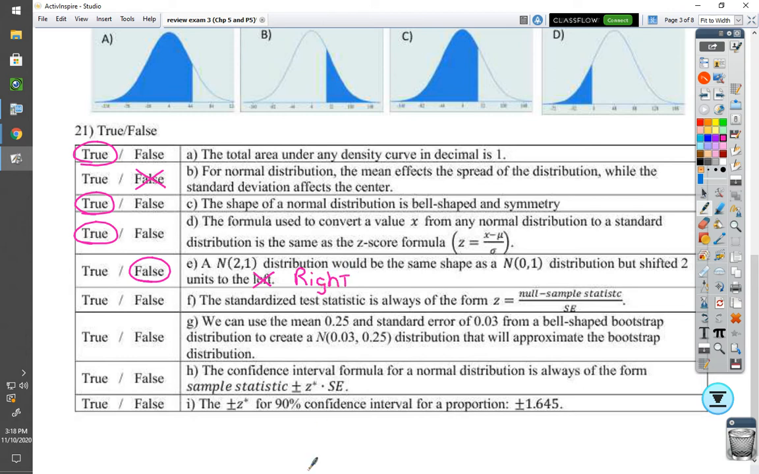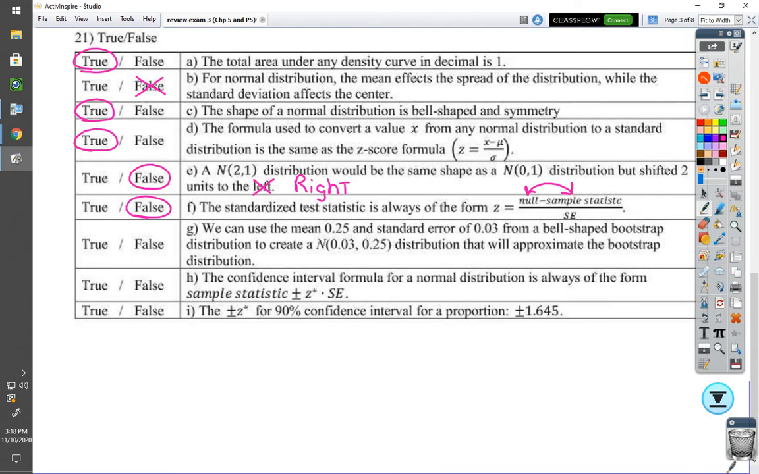The standardized test statistic is always of the form null minus sample statistic divided by standard error. Close, but I don't think so. These two are reversed. Careful on true falses. They can be very tricky.